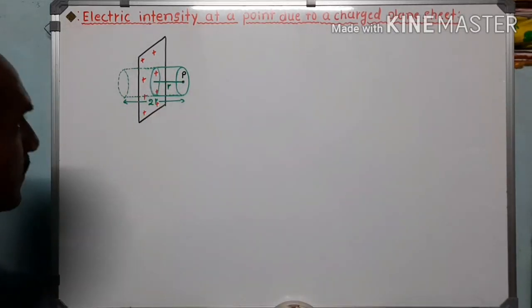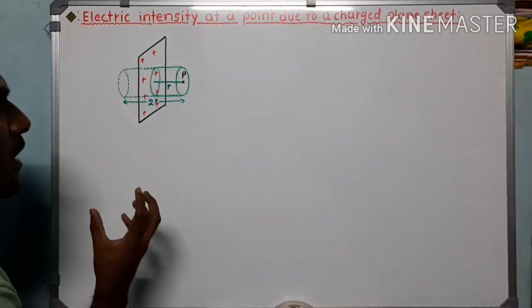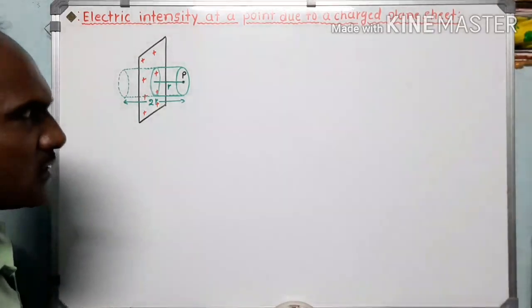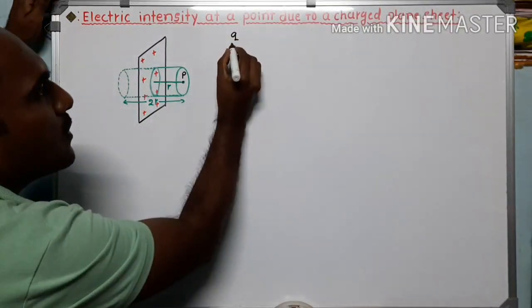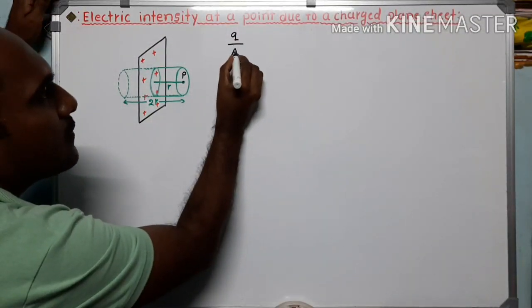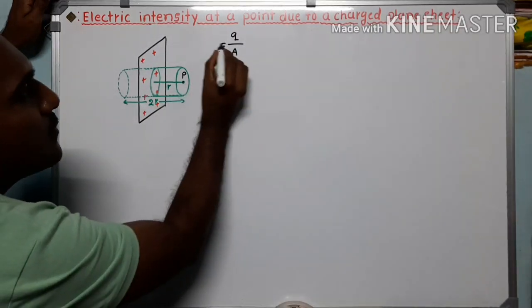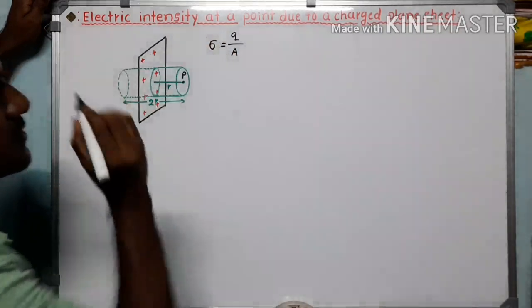Okay. Now, per unit area, I will consider some amount of charge. Let Q be the amount of charge per unit area of the surface. That is called what? Surface charge density.